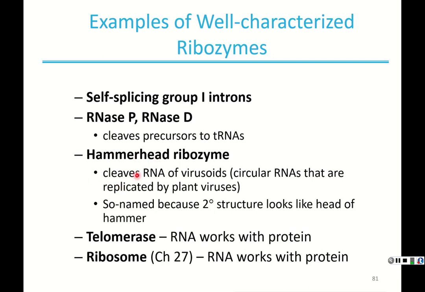This cleaves RNA of virusoids. So there are circular RNAs that are replicated by plant viruses. It's so named because it looks like the head of a hammer. But this is involved in plant biology, so we really don't cover that a whole lot. The others are telomerase, an RNA that works with protein, and then the ribosome itself, which we'll be covering next chapter, and that's an RNA that works with protein as well for translation.